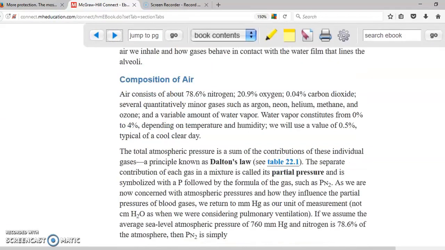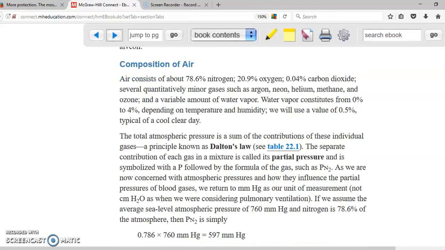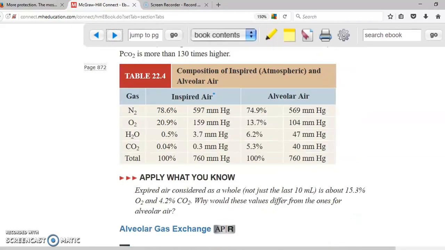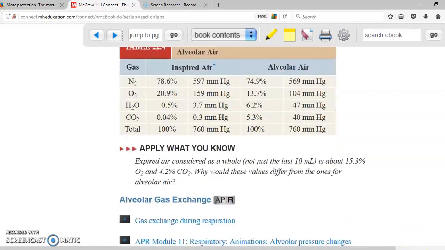The first thing that we have is composition of air. As you can understand, the air is not pure oxygen. Right here you have a table where you can see the composition of the air. Most of the air in the environment is nitrogen. About 20% is oxygen, with little amounts of water and carbon dioxide. Here you have inspired air, the air in the environment, but this is the air that you have in your alveoli.